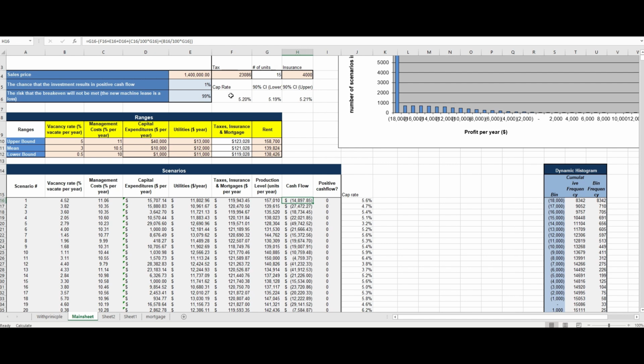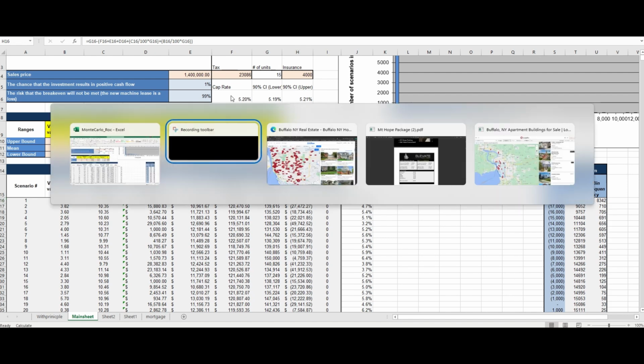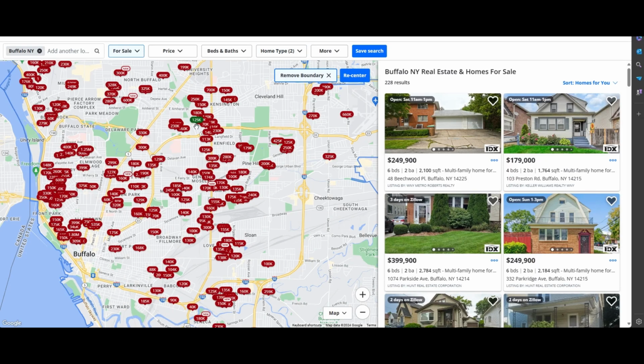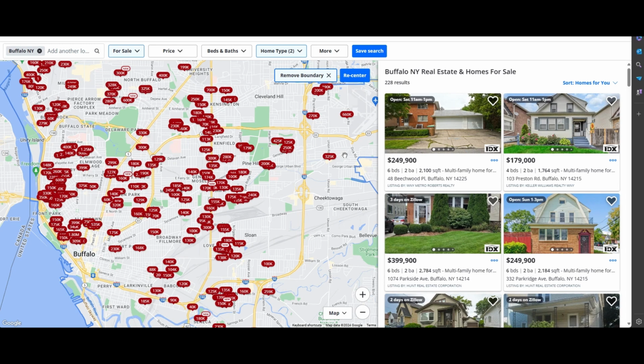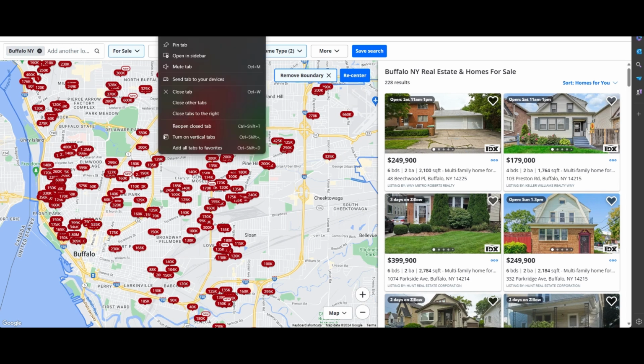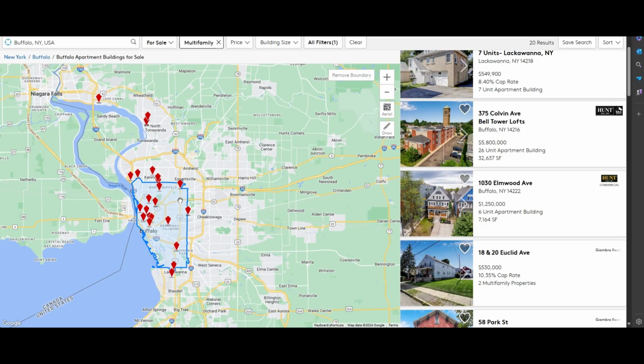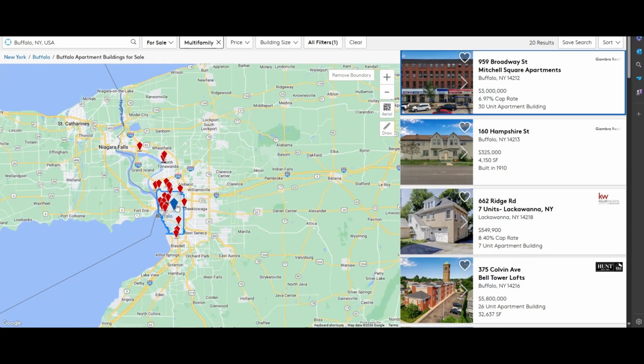So let's do a quick example. If you want to find a property, you can first go to somewhere like Zillow, which will have a bunch of listings. You can change your home type to apartments, multifamily, and this will be pretty broad. A more focused website is LoopNet. LoopNet will also have different properties that you can look at and see what type of things you're going for, usually a little more expensive, a little more realistic.